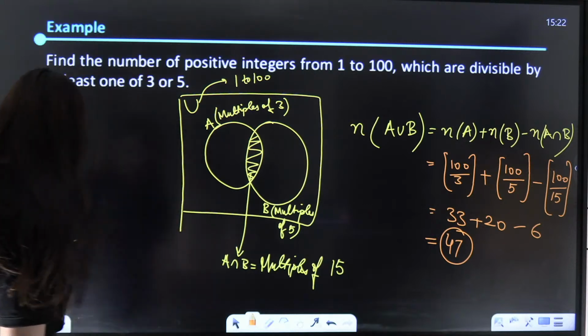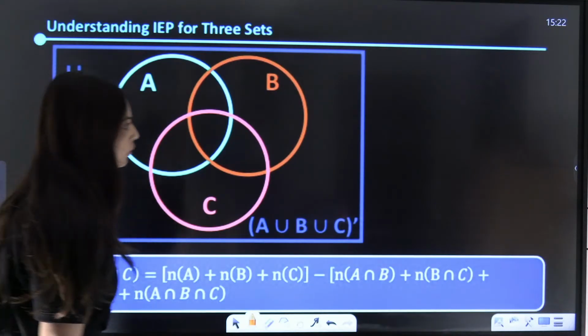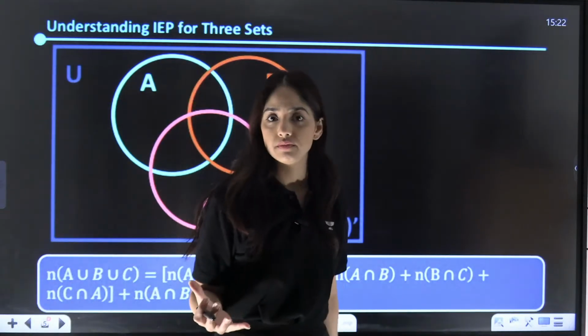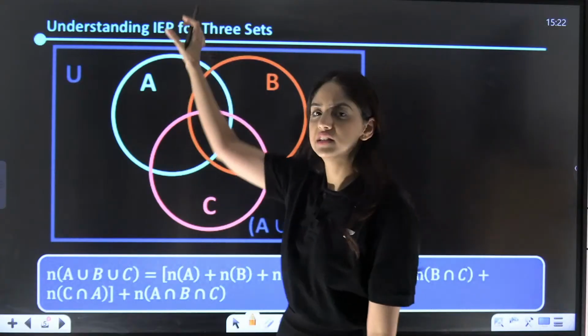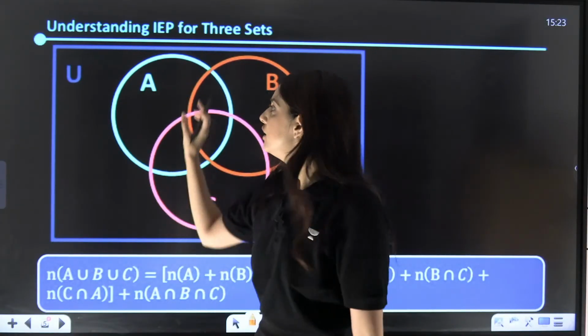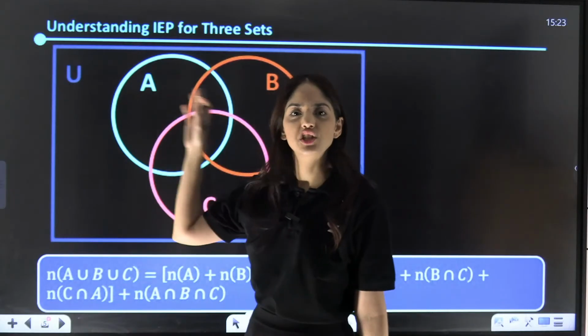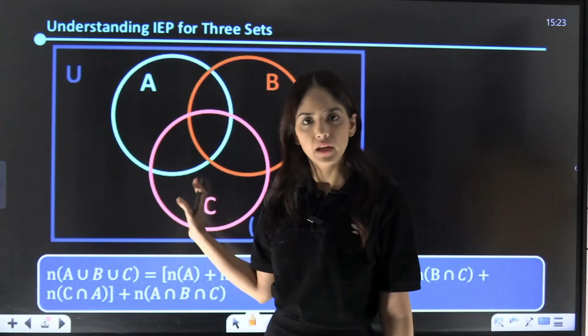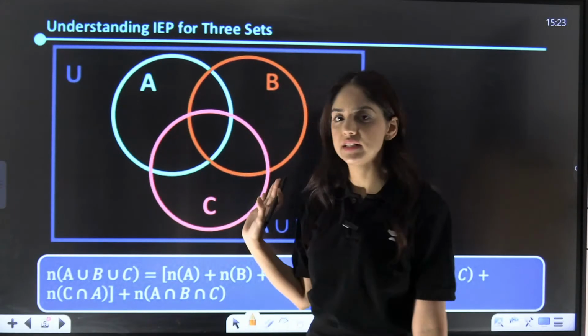Okay. So, now this was when we only had 2 sets, multiples of 3 and multiples of 5. What if we have more than one set? What if, let's say, we have 3 sets? The Venn diagram is very similar. Now the rectangle is still a universal set. We have, let's say, physics teachers, maths teachers, chemistry teachers, right? So we have these three circles.